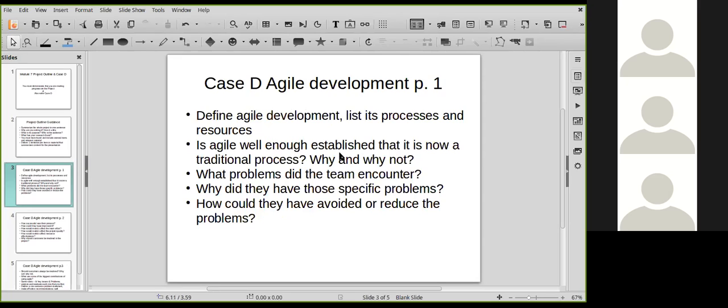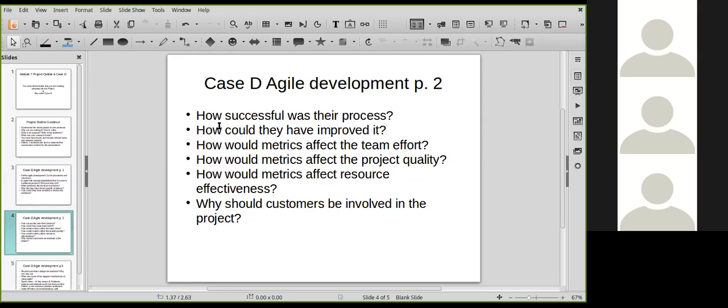Is it now a traditional process? It's been around for a while. It's not something brand new. So is it now a traditional process? Why or why not? And then as you look at the case, what did they have for problems? Why those specific problems and difficulties? And how could they have avoided them, reduced them, or prevented them from occurring? Look at that as you look through the case.